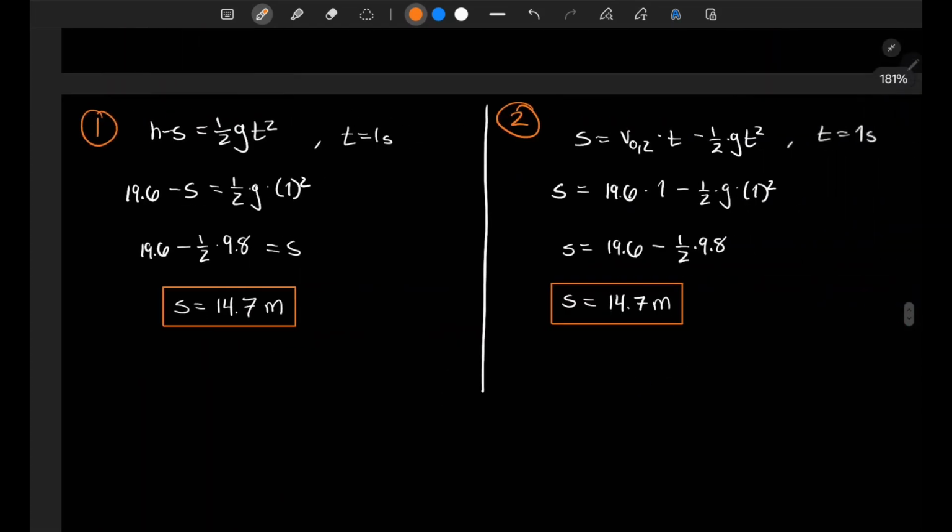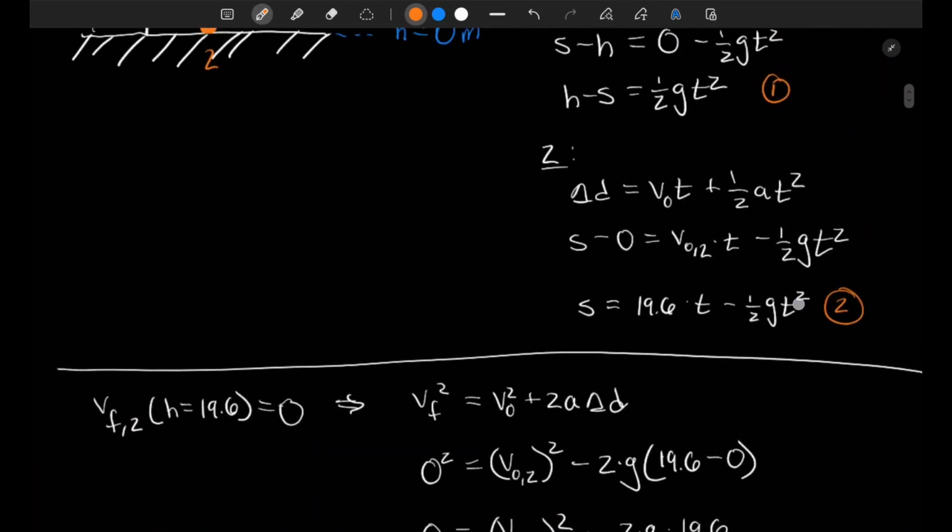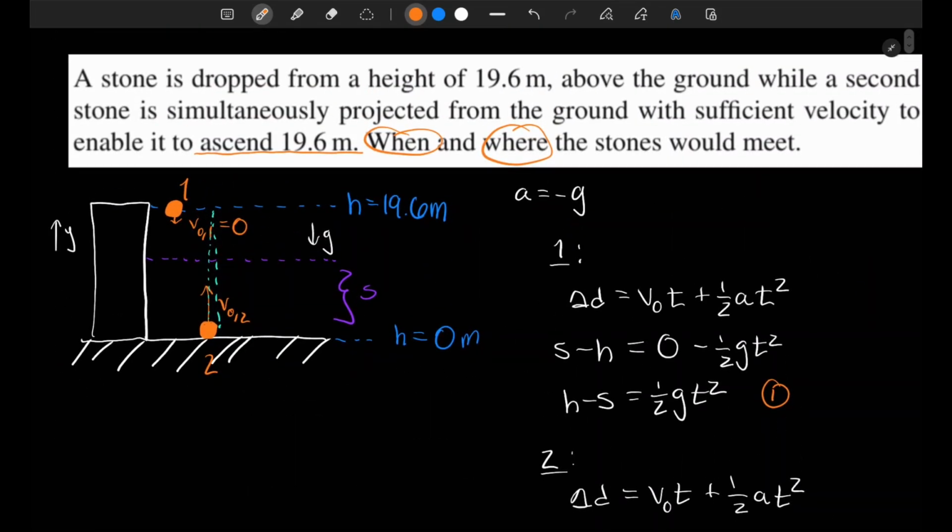And what we have found, just to recap, is that you take a ball, you drop it from a building, which is at a height of 19.6 meters. It's dropped from rest. You then take a ball and you throw it from the ground with an initial velocity that you don't know. But what you do know is that you throw it such that its highest position is 19.6 meters. So you can throw it just up to the height of the building, no higher. We then want to find out when and where the balls meet each other.